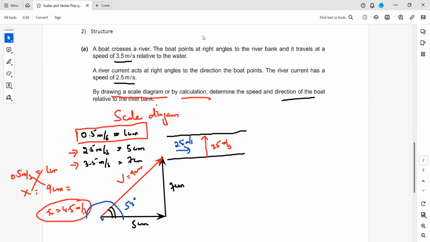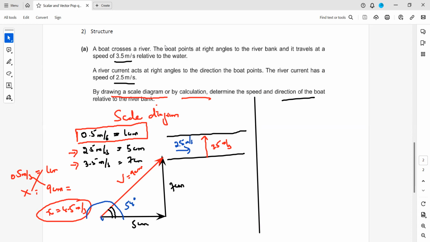We select a suitable scale according to the values given, and then we draw the first vector. Any one of them you can draw first, and then you draw the second vector. From the tail of the first to the head of the last, you get the resultant. Measure the length of the resultant, and that will be the magnitude of the resultant. And the angle refers to the direction.